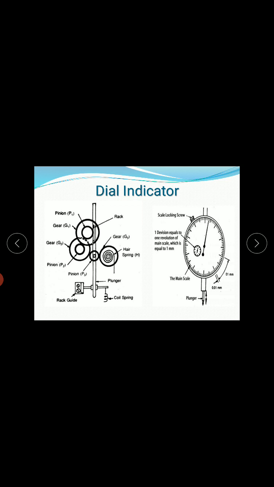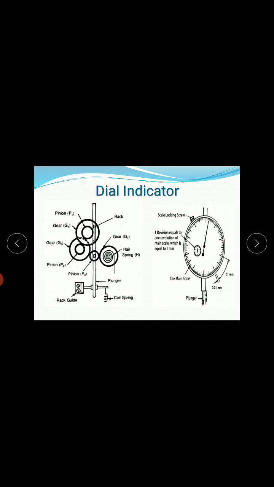So in mechanical comparator, the first one is dial type indicator. Here gear, pinion, rack, lever, hairspring, plunger, such types of components are used. That's why that comes under mechanical comparator. These all are mechanical parts, that's why that type of comparator is called a mechanical comparator.